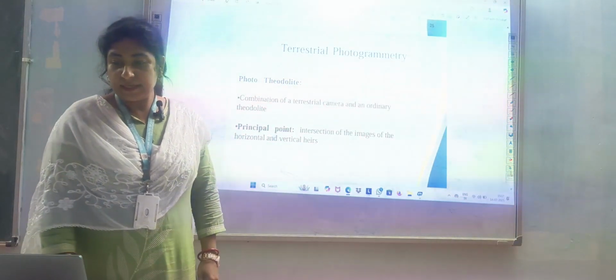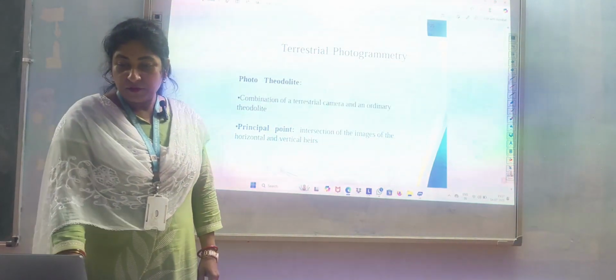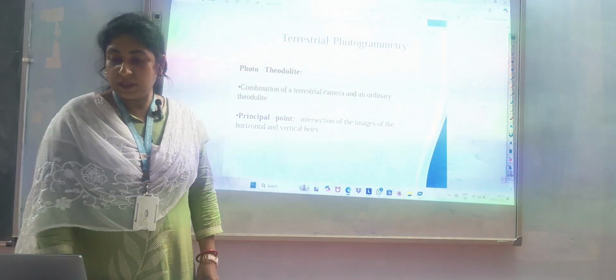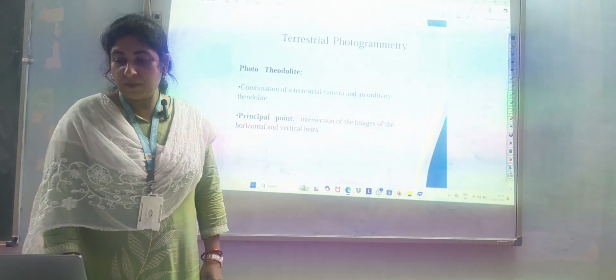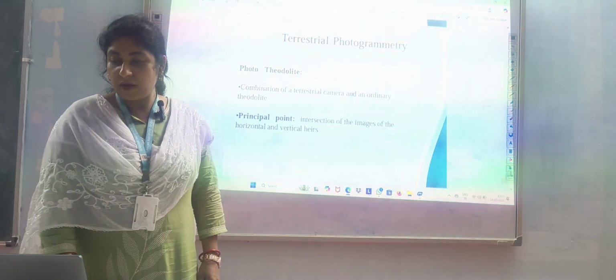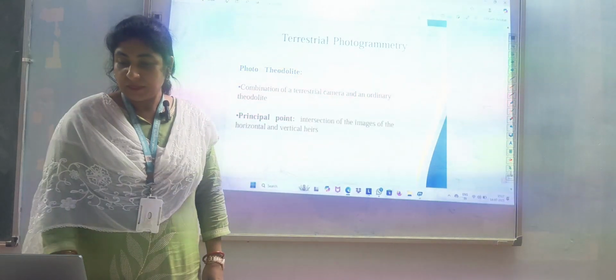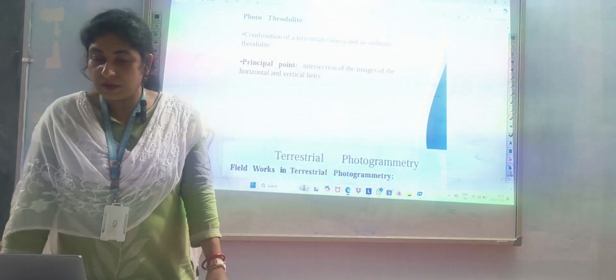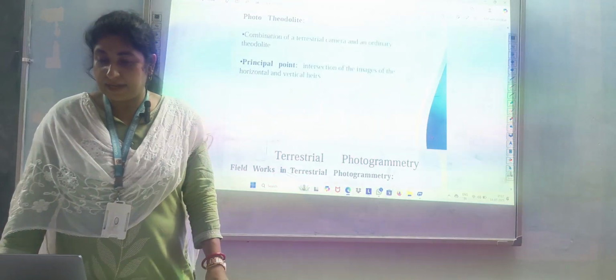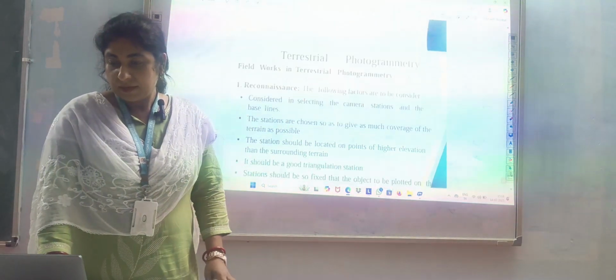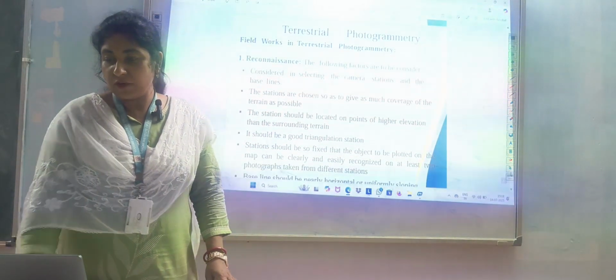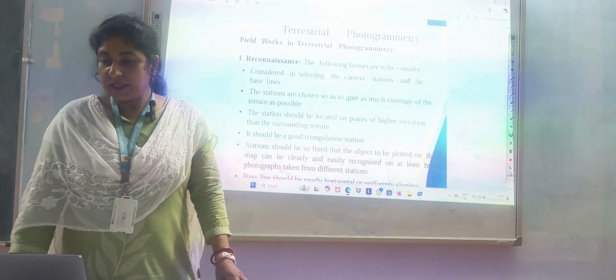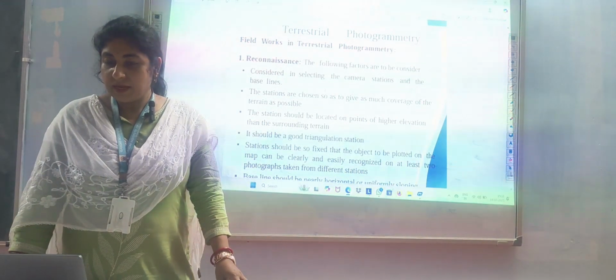Next, the terrestrial photogrammetry. First we know the photo theodolite, a combination of a terrestrial camera and an ordinary theodolite. Second one, principal point: intersection of the image of the horizontal and vertical axes. Next we know terrestrial photogrammetry. Field work in terrestrial photogrammetry.